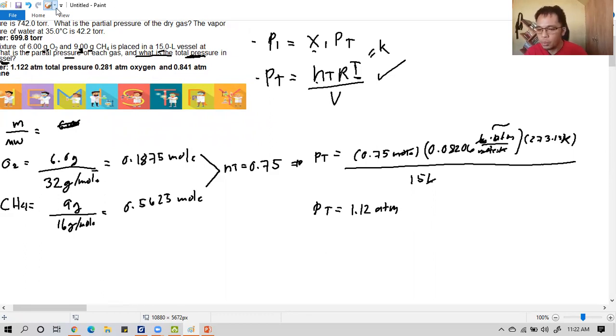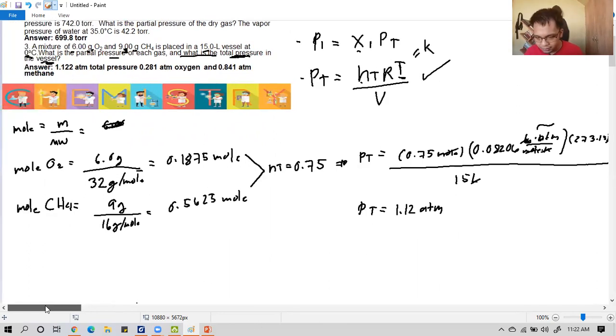Okay. And then, let's go back to the one before. So the question here, we are not yet done. What is the partial pressure of each gas? What are the gases present? We have oxygen and methane. What equation will we use for that? We will use this first equation, where the pressure of gas 1 is equal to the mole fraction of 1 times PT, or the total pressure.